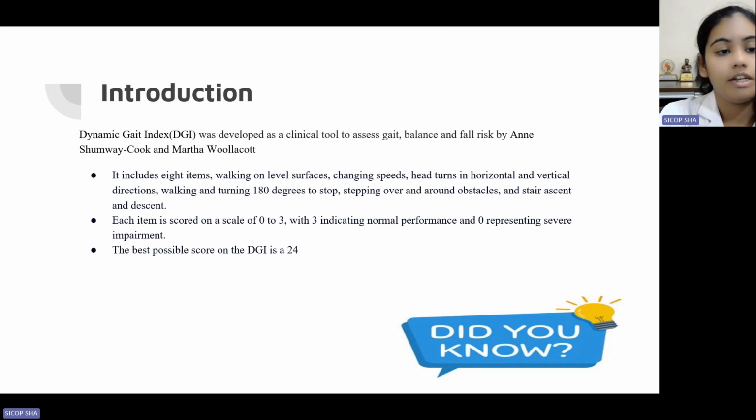Introduction. The Dynamic Gait Index was developed as a clinical tool to assess gait, balance, and fall risk by Anne Shumway-Cook and Marjorie Woollacott. It includes 8 items: walking on a level surface, changing speeds, head turns in horizontal and vertical direction, walking and turning 180 degrees to stop, stepping over and around obstacles, and stair ascent and descent. Each item is scored on a scale of 0 to 3, with 3 indicating normal performance and 0 representing severe impairment. The best possible score on the DGI is 24.